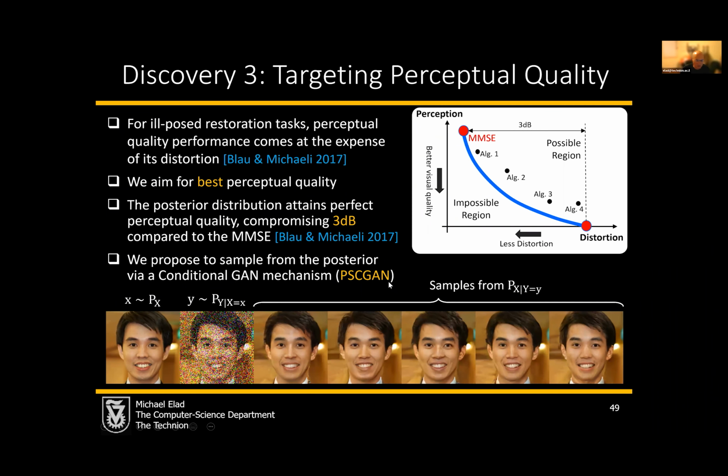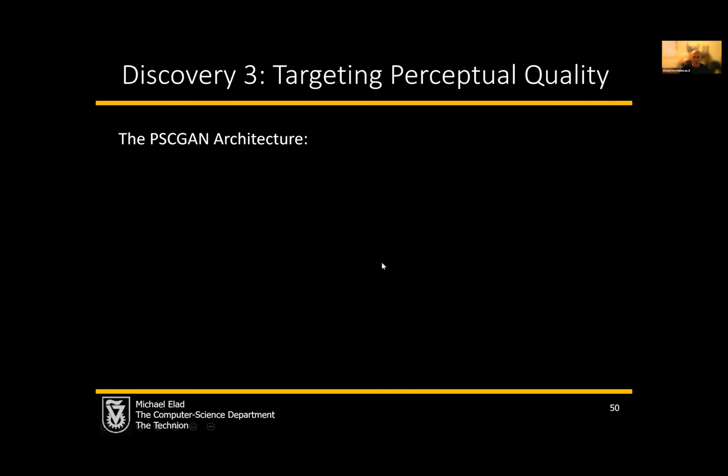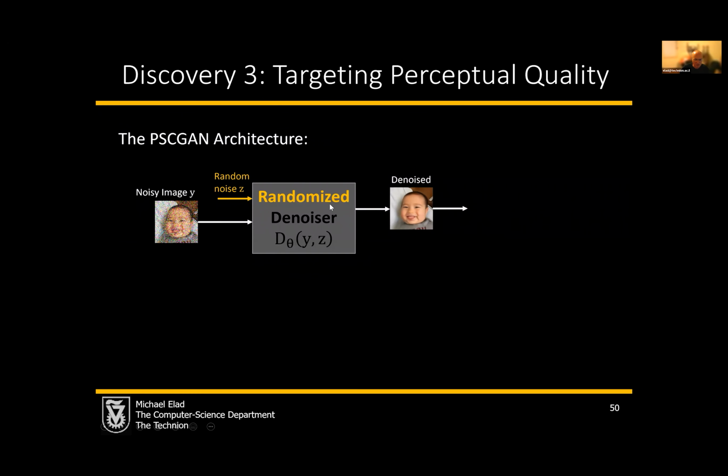How does it work? In a nutshell, it looks like this. We have a denoiser. It's no longer a regular denoiser, it's a randomized denoiser. Why? Because it will be sampling. So it has an additional random noise vector, Z, that changes the output whenever it changes. And for any denoising that you apply, if you play with this vector, you keep getting different outputs, all of them valid denoising results. Okay, lovely.